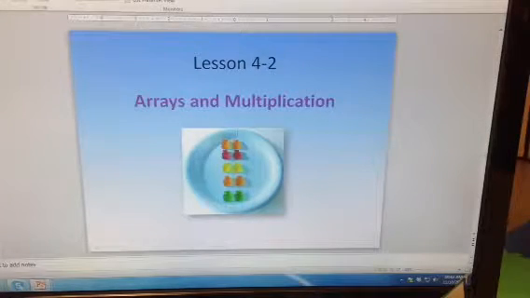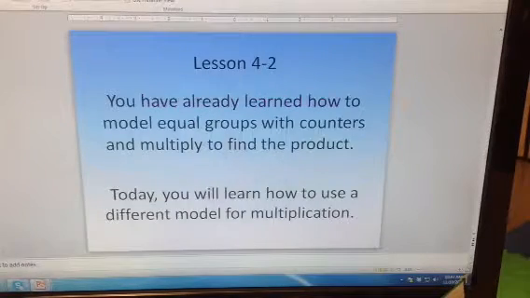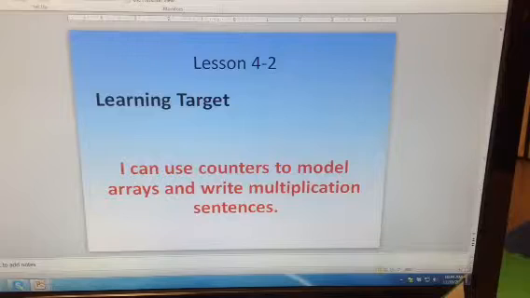Hello, today's lesson is lesson 4-2 and the title is Arrays and Multiplication. You have already learned how to model equal groups with counters and multiply to find the product. Today you will learn how to use a different model for multiplication. Our learning target: I can use counters to model arrays and write multiplication sentences.